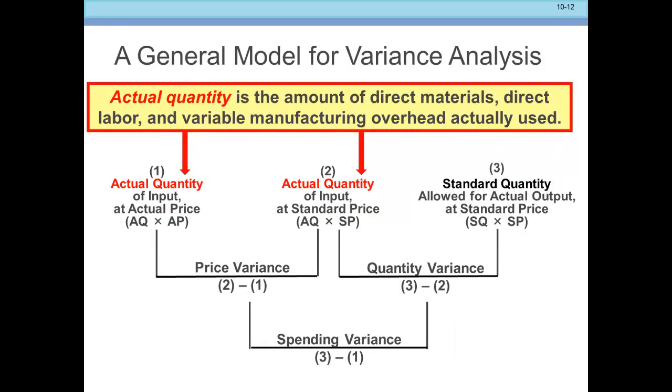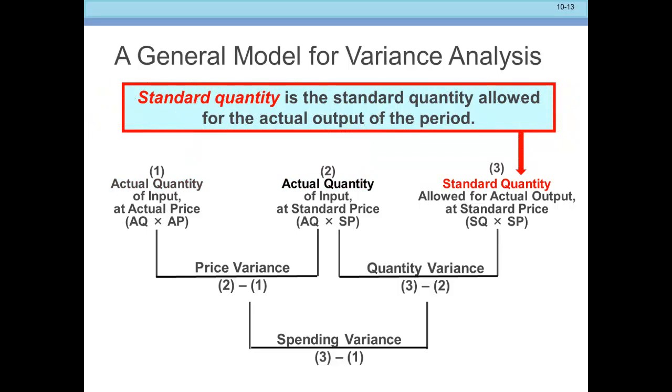The actual quantity represents the actual amount of direct materials, direct labor, and variable manufacturing overhead used. So if we're making hamburgers, this is the amount of beef or labor that we use to make our hamburgers. The standard quantity represents the standard quantity allowed for the actual output of the period. This is the bill of materials, or the recipe if we are making hamburgers. It is how much material we should have used.